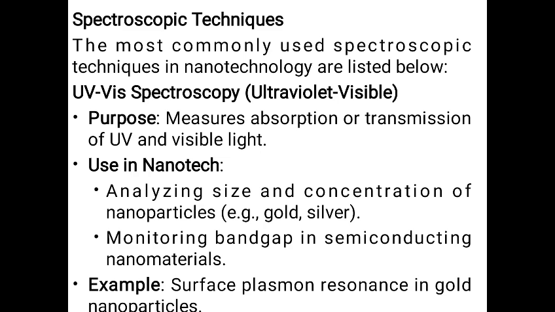Spectroscopic techniques. The most commonly used spectroscopic techniques in nanotechnology are listed as UV-vis spectroscopy, that is ultraviolet visible spectroscopy. So here the purpose is to measure absorption or transmission of UV and visible light, and in nanotech it is employed in analyzing size and concentration of nanoparticles like gold and silver, and also monitoring the band gap in semiconducting nanomaterials. Examples are surface plasmon resonance in gold nanoparticles.